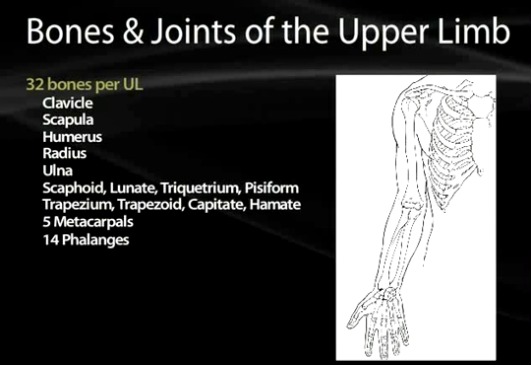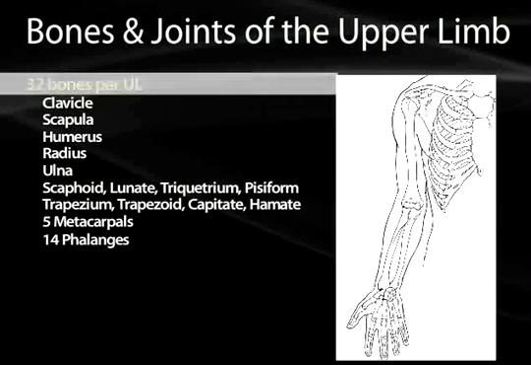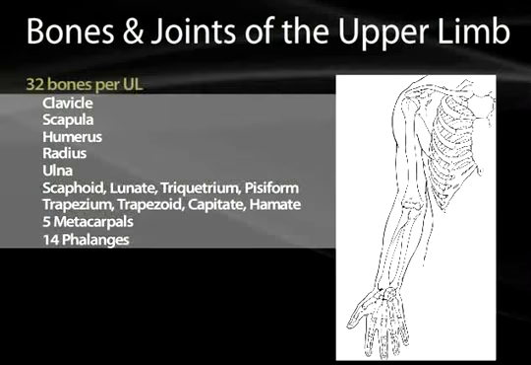As we move into the bones and joints of the upper limb, we'll remember that there were 31 in the lower limb on each side, and there are 32 bones in the upper limb on each side. Those include the clavicle and scapula, humerus, radius, ulna, and then we have 8 carpals instead of the 7 tarsals that we saw in the lower limb. We have a first row of carpals, which would be scaphoid, lunate, triquetrum, and pisiform, and a second or distal row of carpals, which would be trapezium, trapezoid, capitate, and hamate. Then we have the same thing with the 5 metacarpals and 14 phalanges that we saw also in the lower limb.